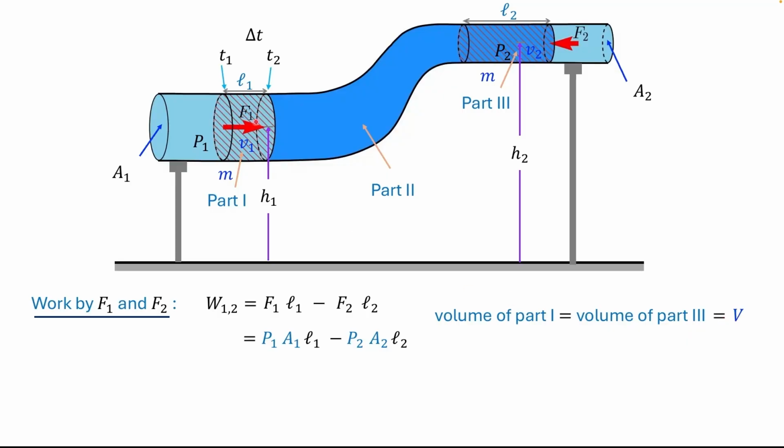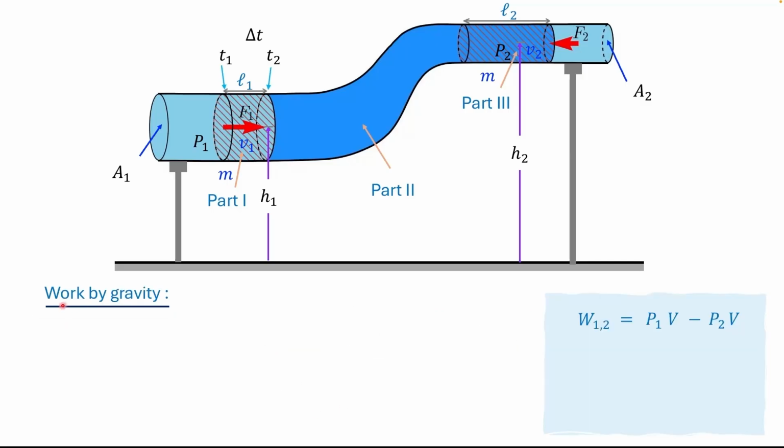Part 1 is a cylinder with area of cross-section A1 and height L1. So its volume is A1 times L1, equal to V. And part 3 is a cylinder with area of cross-section A2 and height L2. So its volume is A2 times L2, which is equal to V. Now substitute V for A1 L1 and A2 L2. You get P1 times V minus P2 times V. This is the work done by F1 and F2.